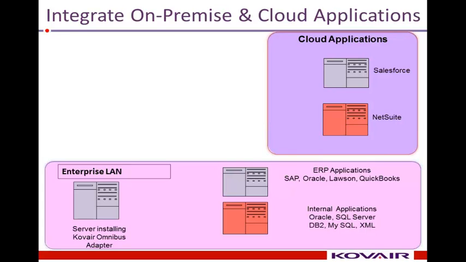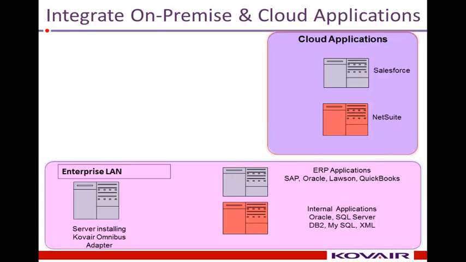Okay, now let's come to those 3 steps. Remember, we talked about the 3 steps of cloud integration, right? So now let's talk about that. If you look at this particular slide, we are talking about 2 categories of applications. One is the applications in the enterprise LAN, which is basically a server installing Kovair Omnibus adapters.